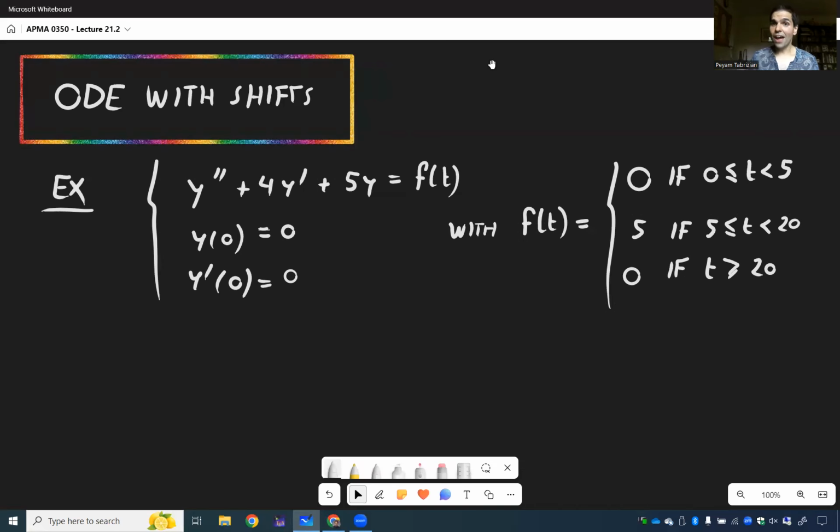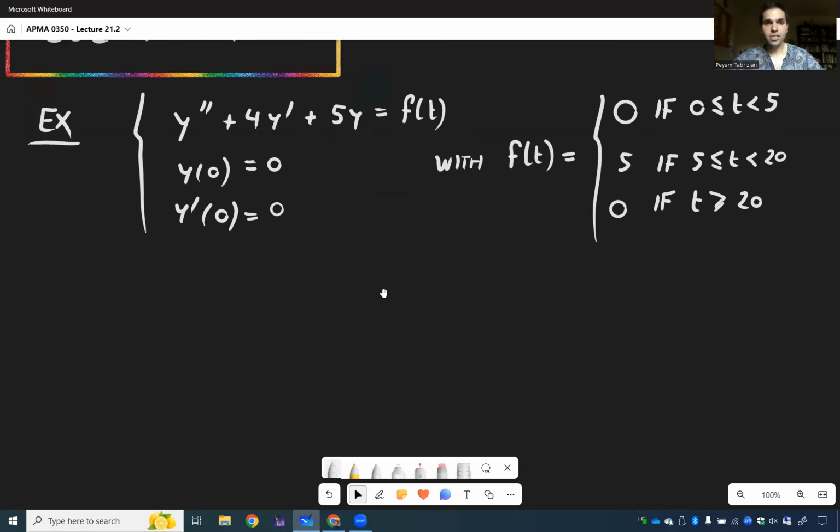As additional practice, let's now do an example of an ODE with shifts. In particular, let's try to solve y double prime plus 4y prime plus 5y equals f of t with 0 initial conditions, where here f starts at 0. So let me draw a picture here.